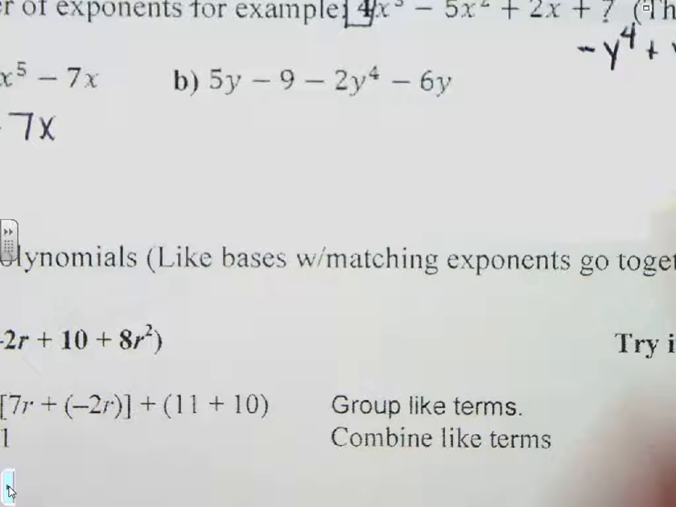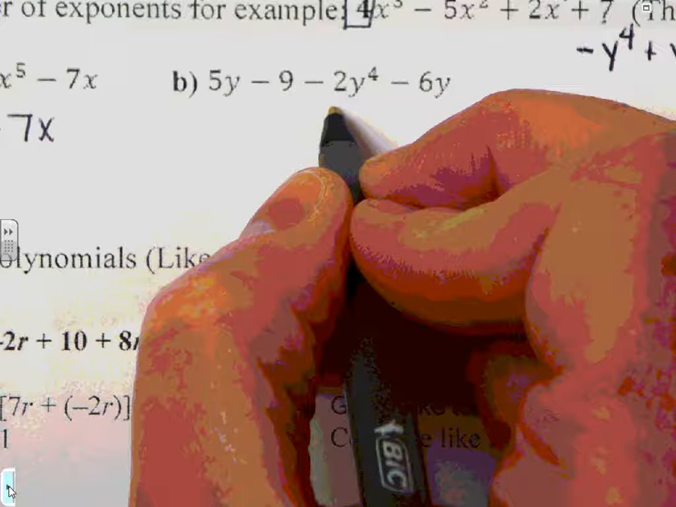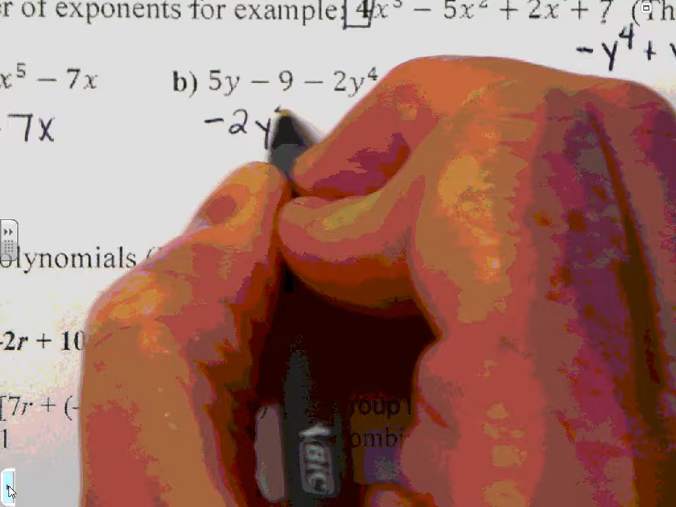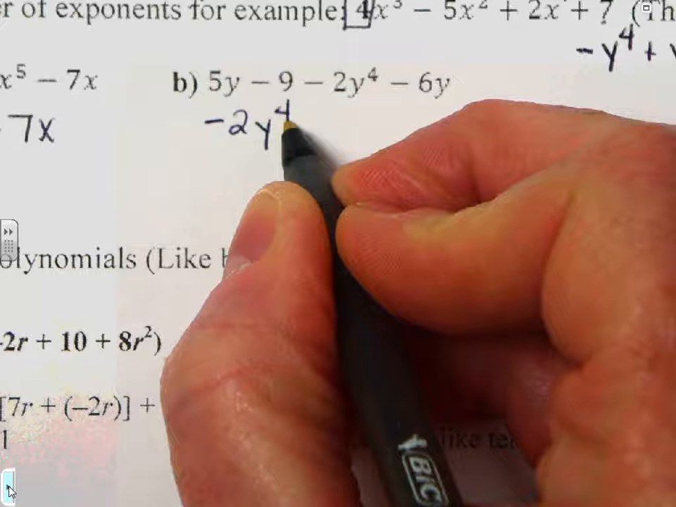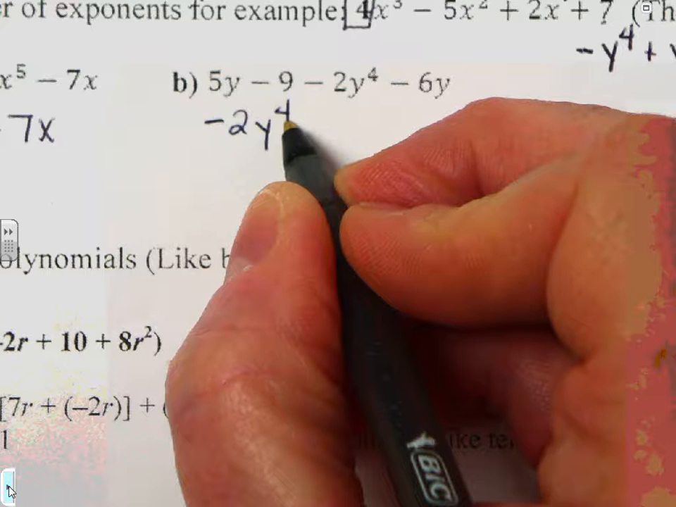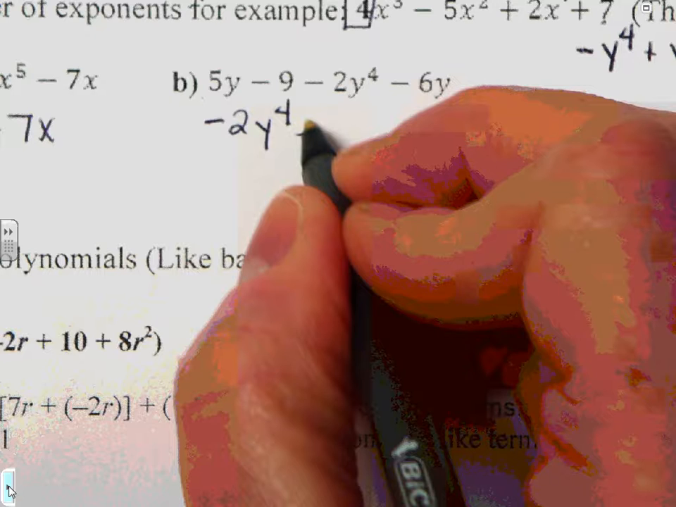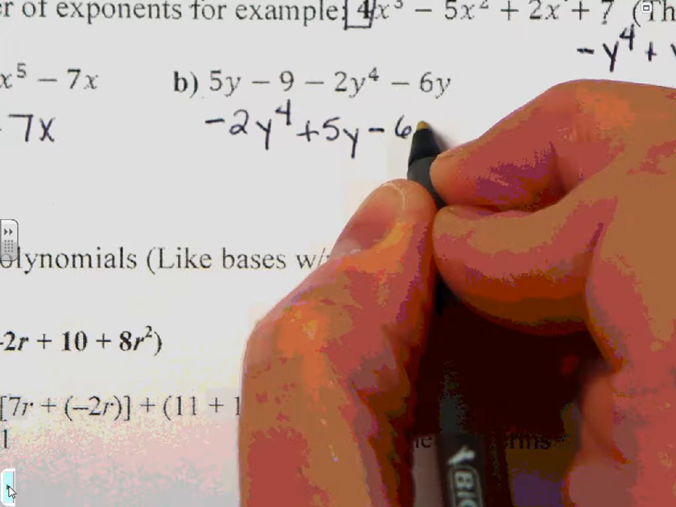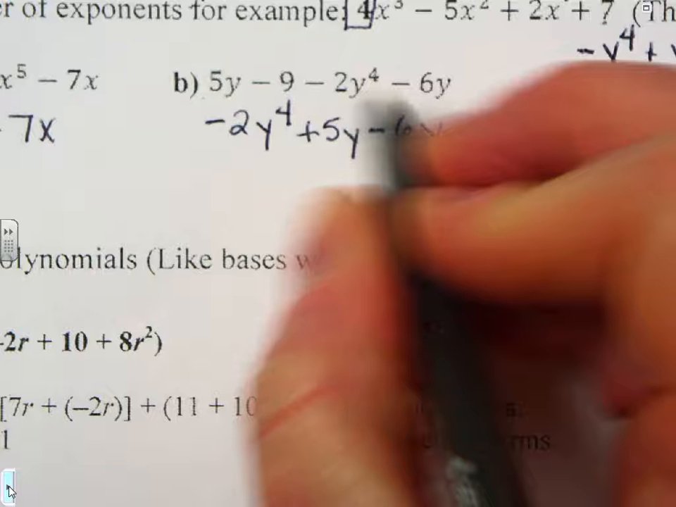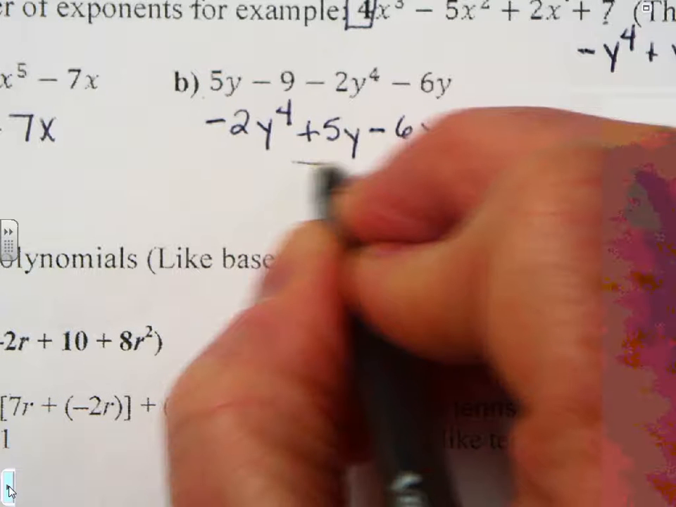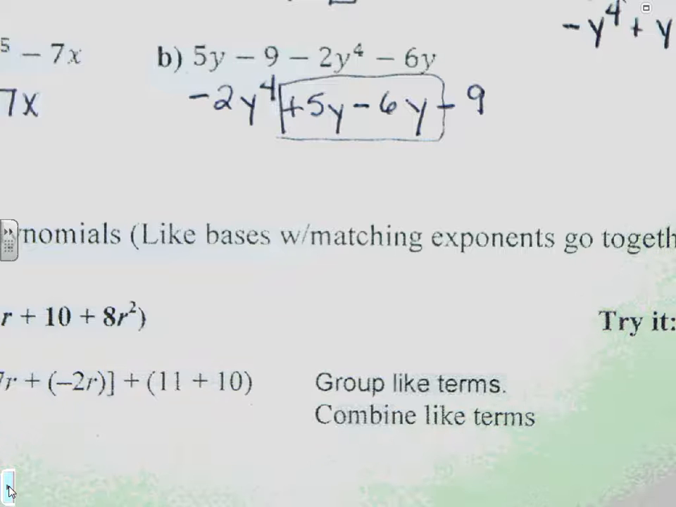So I'm going to rearrange this. I have a -2y to the 4th as being my first value. Now I'm looking for a y to the 3rd. Nope. Y to the 2nd. Nope. Y to the 1st. Yes. Positive 5y and a -6y. And then I have just my -9. You must simplify your stuff. So combine like terms there.